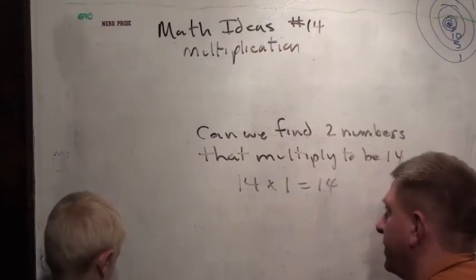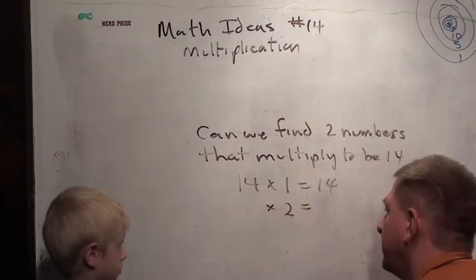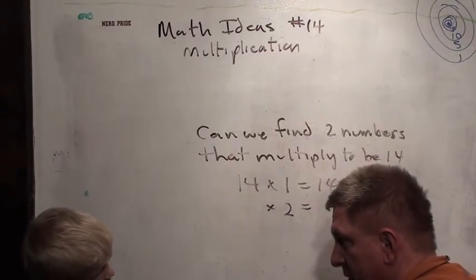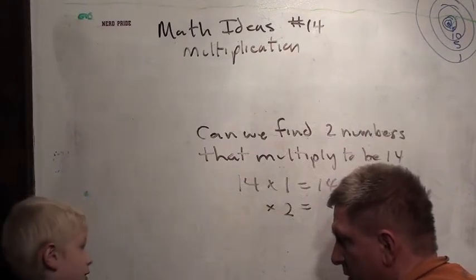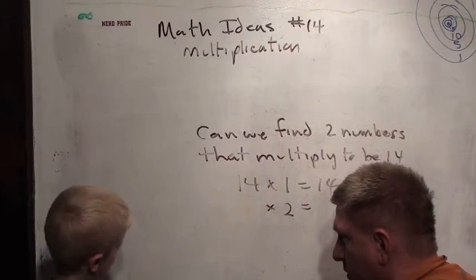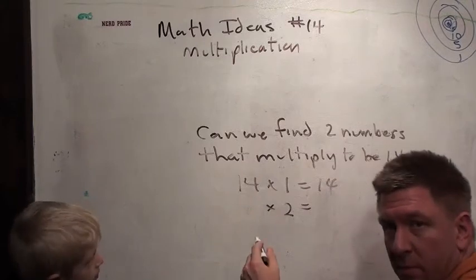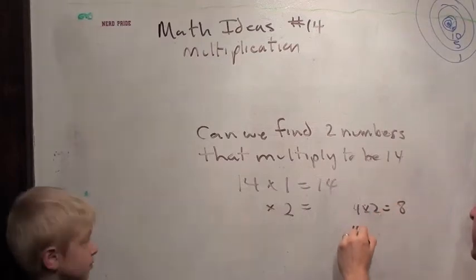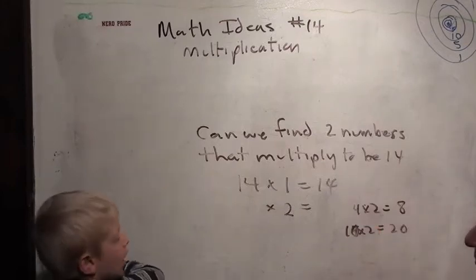What do you want to try after 1? 2. Okay, so let's see if something times 2 equals 14. Does 4 times 2 equal 14? So 2, 4, 6, 8. No. Does 10 times 2 equal 14? No, that equals 20. So 4 times 2 was 8. That's too low. 10 times 2 is 20. That's too high. So let's try something in between 4 and 10.